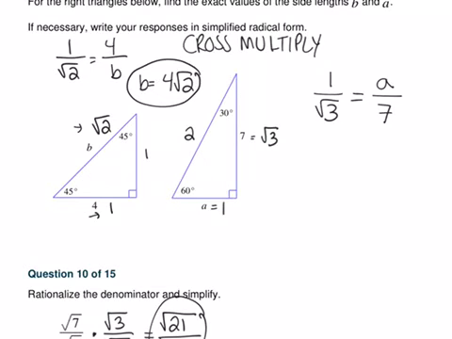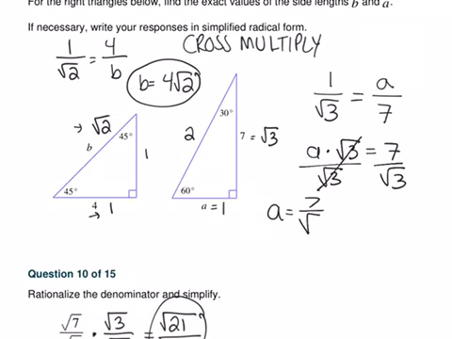So now watch what happens when we cross multiply. We get a times the square root of 3 is equal to 7. Since a is being multiplied by the square root of 3, the only way that I can get rid of it in order to solve for a is by doing the opposite. So I'm going to divide by the square root of 3. Okay, but you're going to see that we are not done. So far we have a equals 7 over the square root of 3.